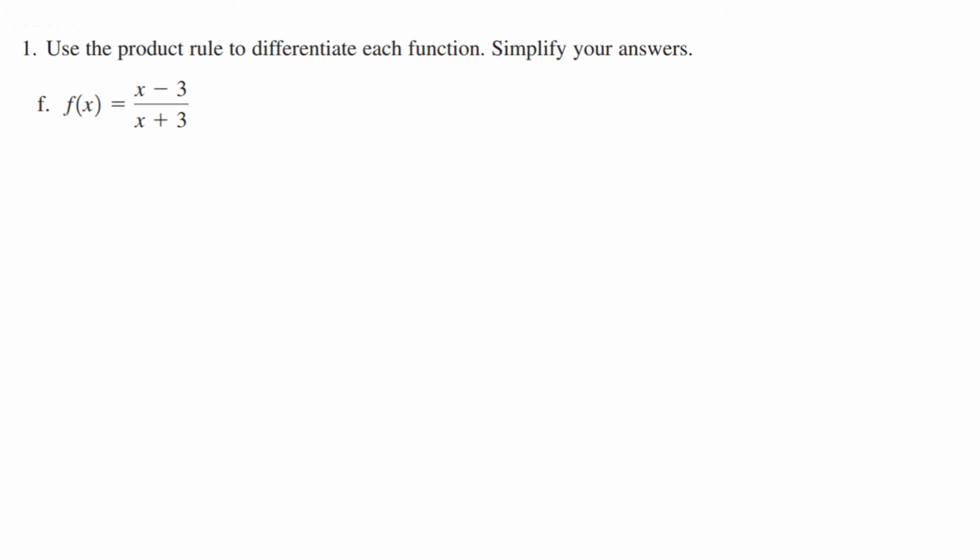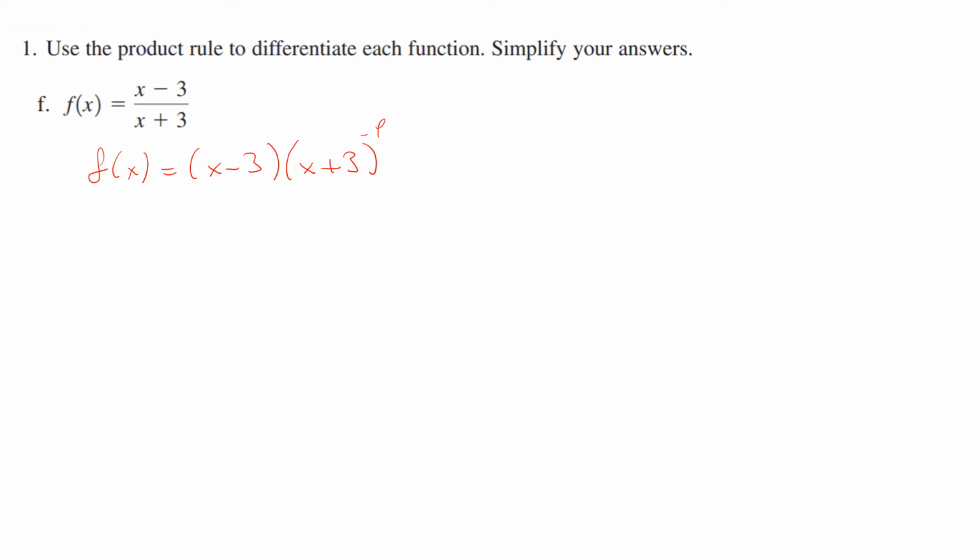For this one, it wants us to use the product rule to differentiate this function specifically. So you can see this is not really in the format of a product rule. This is x minus 3 over x plus 3. But what you can do before applying product rule is change this into product format. So what I mean by that is do f(x) equals x minus 3 times x plus 3 to the power of negative 1, which means the same thing as saying x minus 3 times 1 over x plus 3, which is when you do it, you will end up getting the same thing.